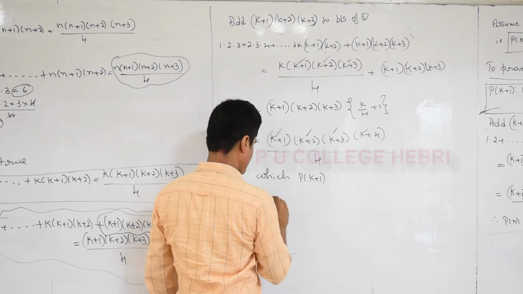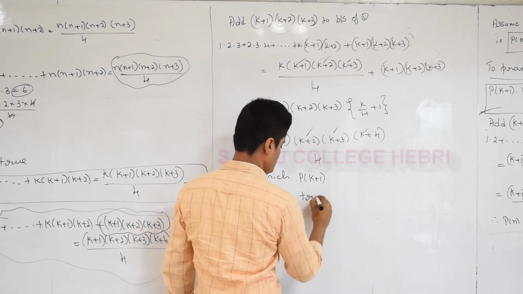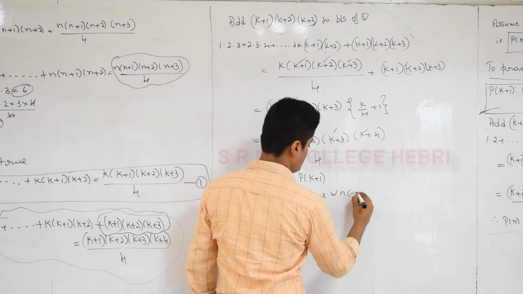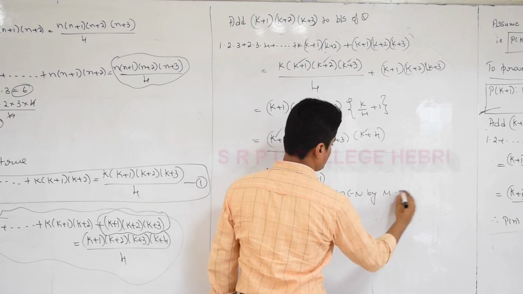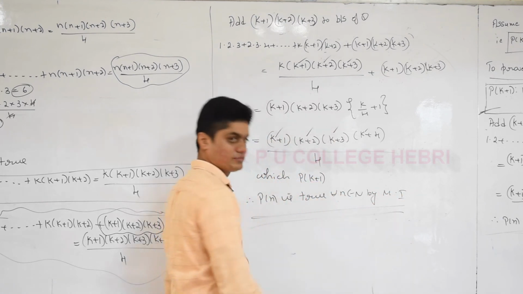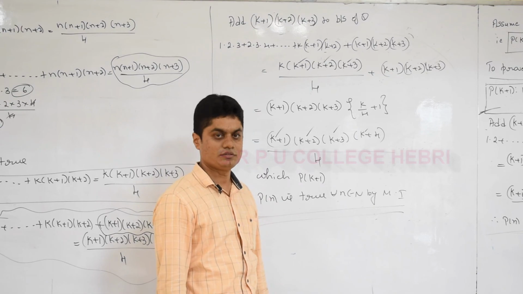Therefore P of n is true for all n belonging to natural numbers by mathematical induction. Understood? Very good.